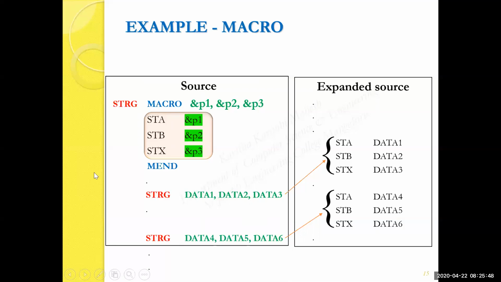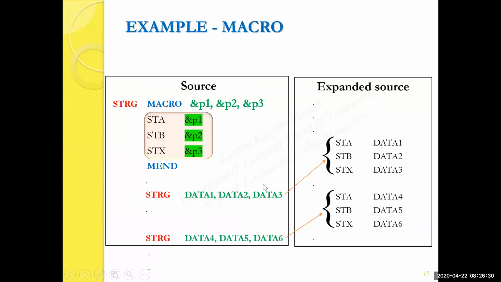So now, having defined the macro STRG, if we want to generate this set of statements, then we need to invoke this macro with its name. However, unlike in the previous example, here you also need to specify the argument values that have to be substituted for the parameters P1, P2 and P3. For example, we have here the first macro instruction STRG with a list of arguments data 1, data 2, data 3.